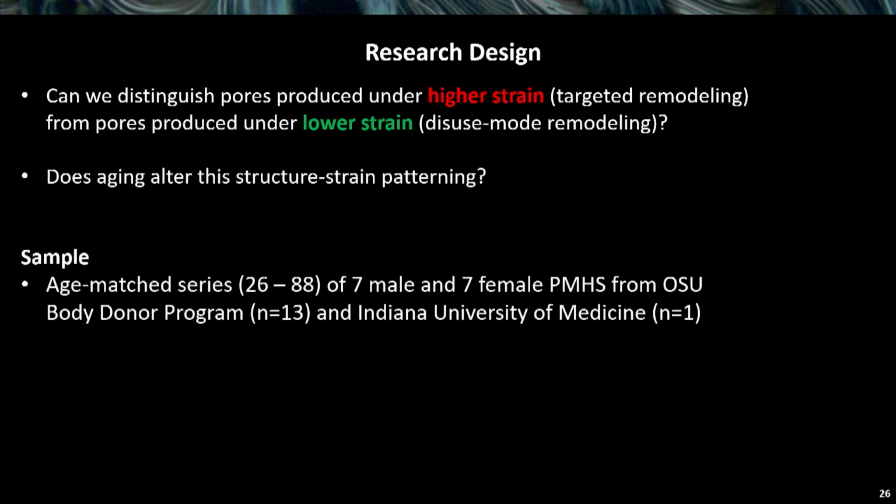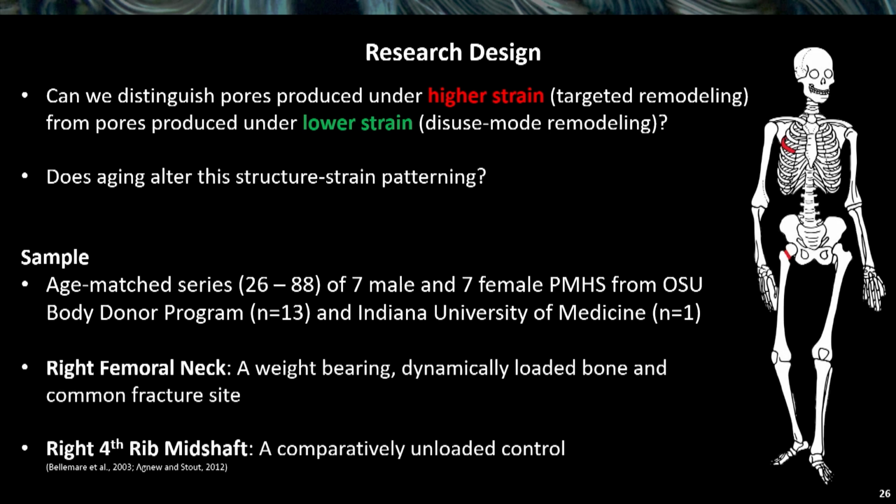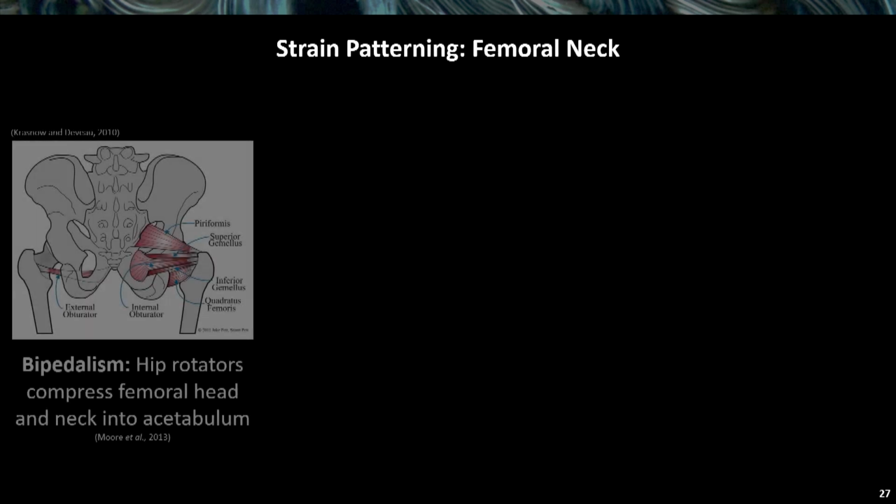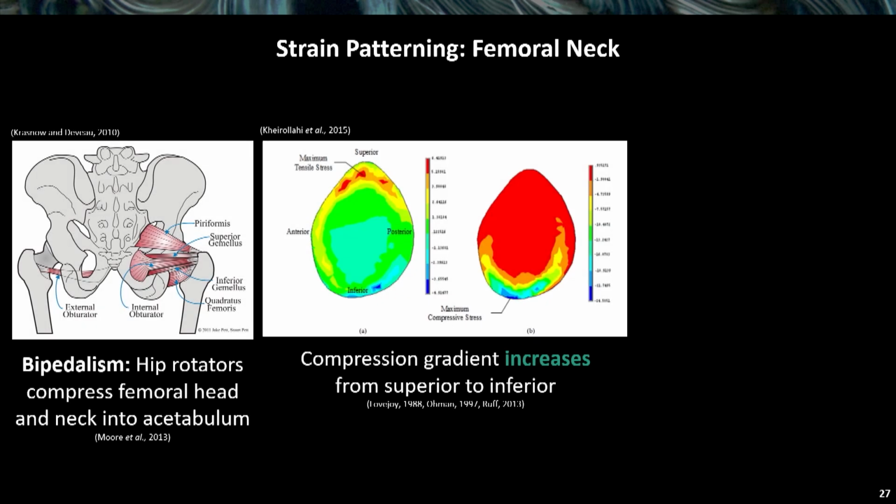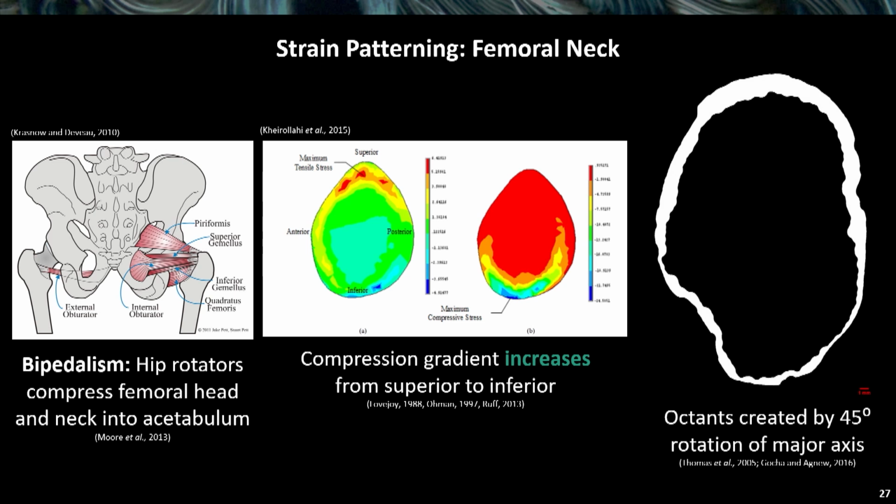So to look at this, I looked at an age-matched series of 7 male and 7 female postmortem human subjects, comparing the right femoral neck, which is weight-bearing and dynamically loaded and commonly fractured, to the rib, the right fourth rib midshaft, which is comparatively unloaded. I chose the femoral neck because in humans it has a predictable strain gradient where compression is almost zero at the superior and then increases towards the inferior. So this would allow me to look at how pore systems were changing morphologically from superior to inferior as strain increased.